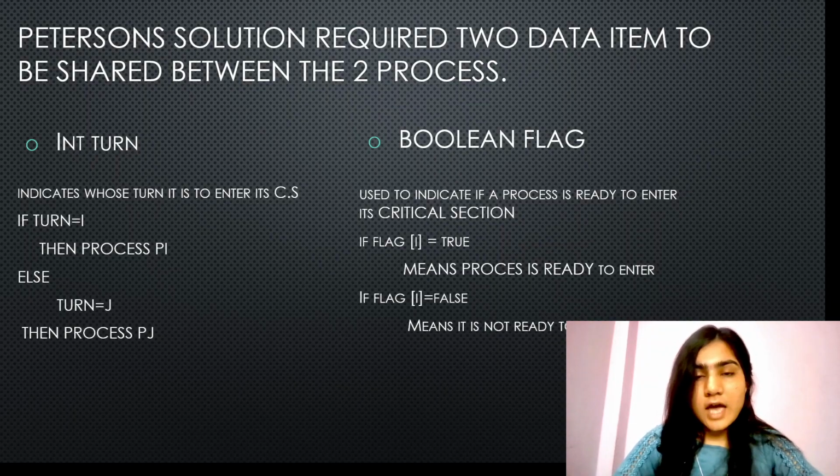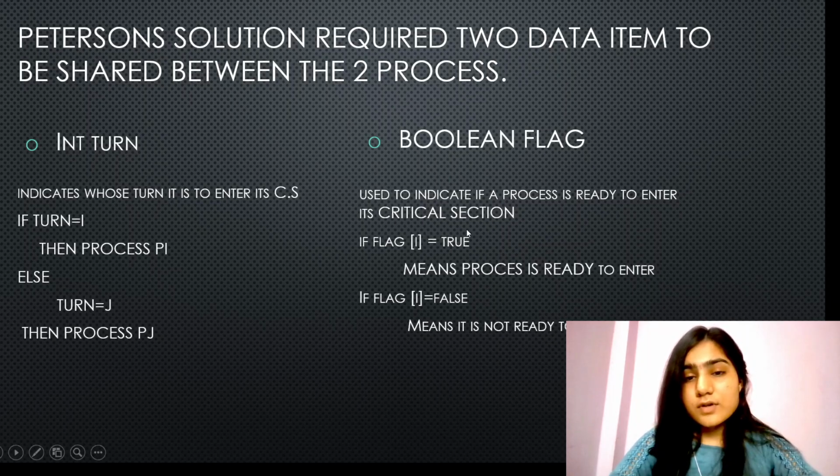So if we have a process Pi, if turn equals i, then it is process Pi's turn to enter its critical section, and if turn equals j, then process Pj has the turn to enter its critical section. Now in boolean flag, if flag[i] equals true, it means that process Pi is ready to enter its critical section, and if flag[i] equals false, then process Pi is not ready to enter its critical section.